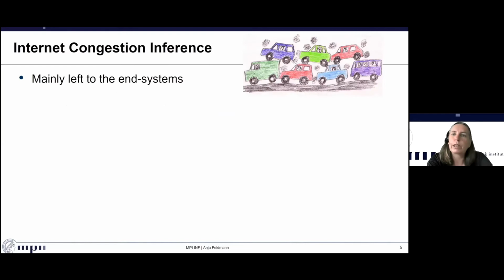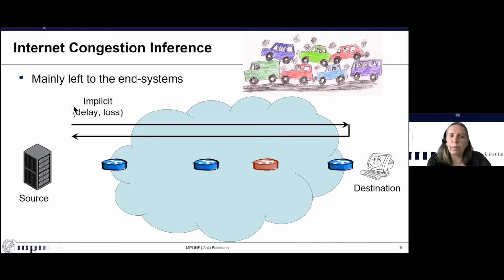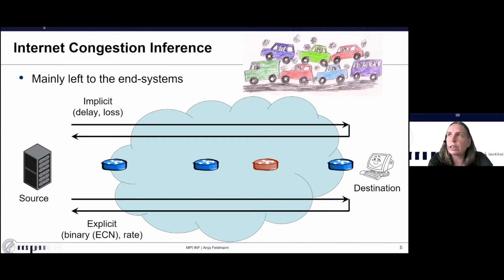So what about congestion inference? At the moment, it is still left mainly to the end system. So if we're looking at it, we have a source over here, we have a destination over here. What do we see? Well, we can do it implicitly via delay and loss, which is what TCP currently does. Or we can do it a little bit more explicitly via TCP ECN or rate control of some kind, but then we still have to go between the source and the destination.